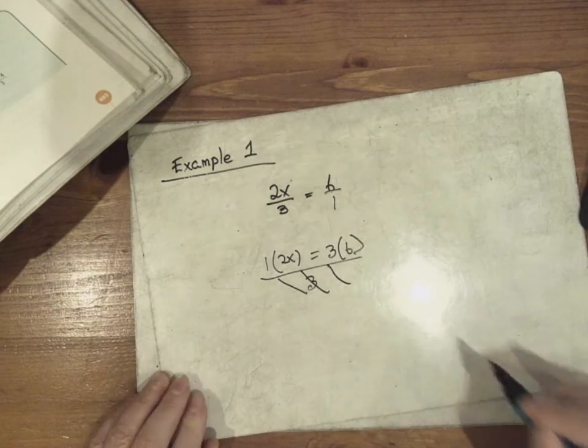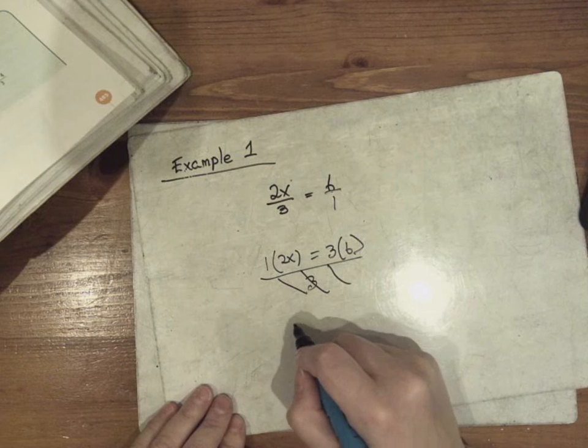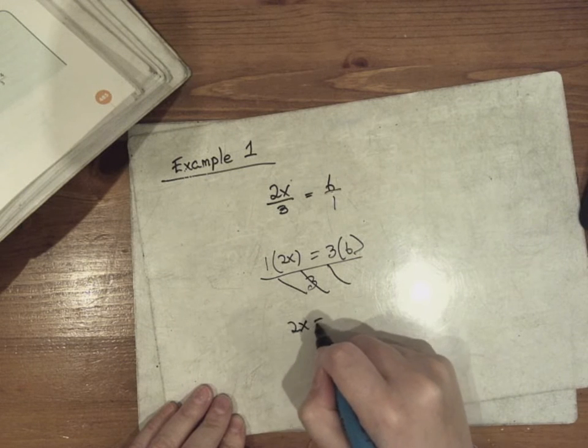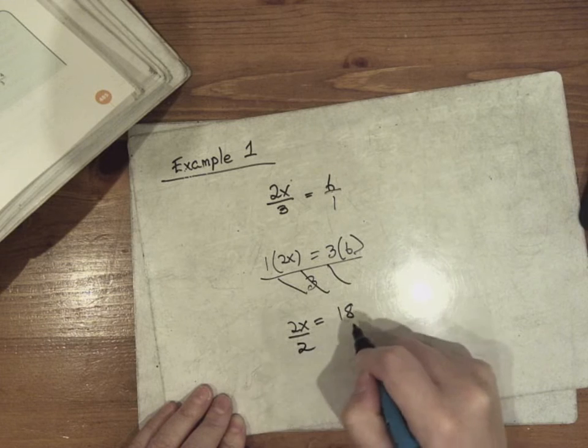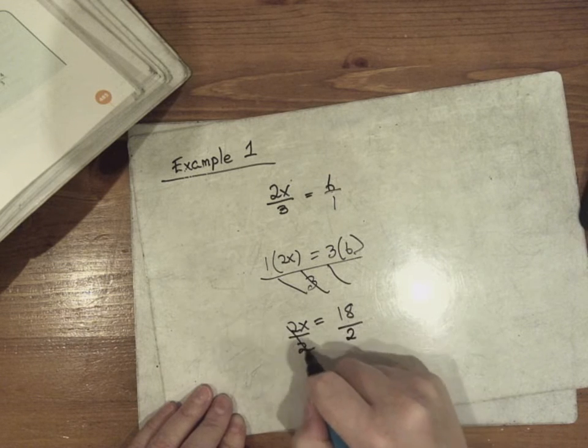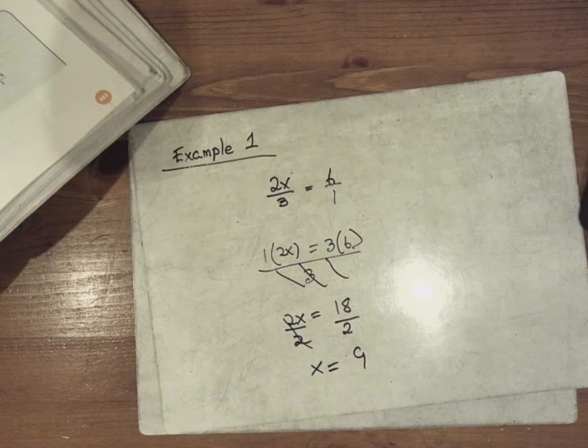So the common denominator, we don't need it anymore. So just multiply out on top. 1 by 2x is 2x. 3 sixes are 18. There's a 2 stuck to the x, so to unstick it, divide each side by 2, and you get x equals 9. Okay, example 1.